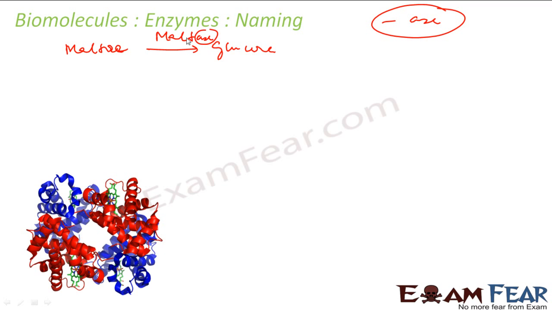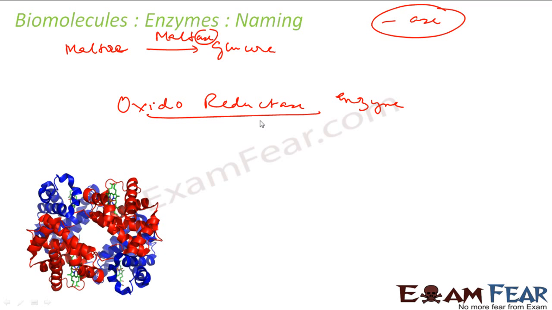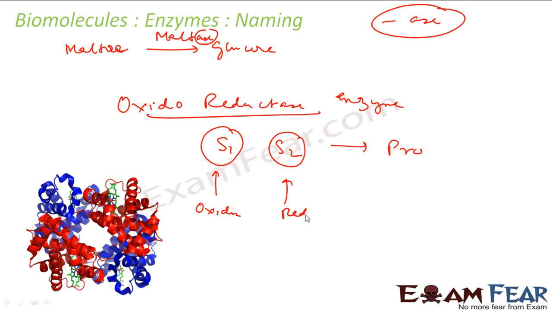And there is a different kind of enzyme called oxidoreductase enzyme. What this kind of enzyme does is, for example, there's a reaction with two substrates, substrate 1, substrate 2, and it gives a product. One substrate it will oxidize, another it will reduce. Correct. So it will oxidize one substrate and reduce another, and such kinds of enzymes are called oxidoreductase enzymes.